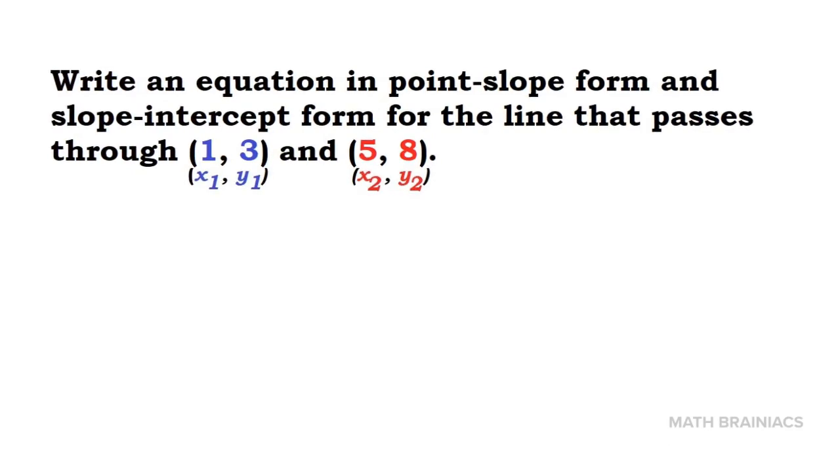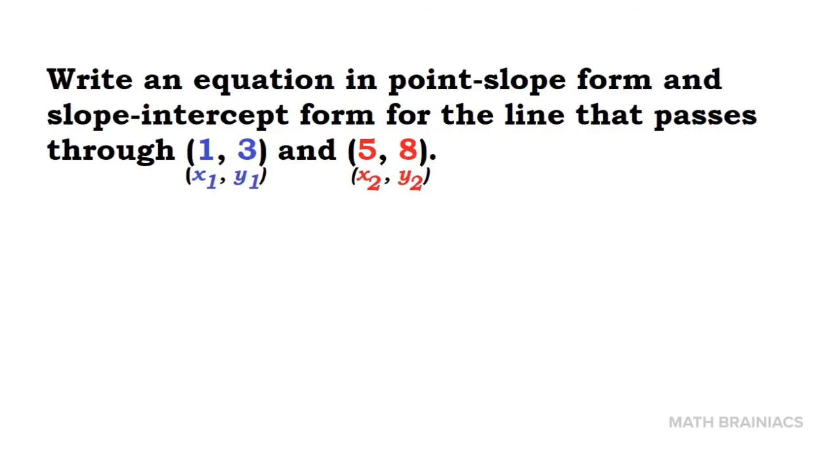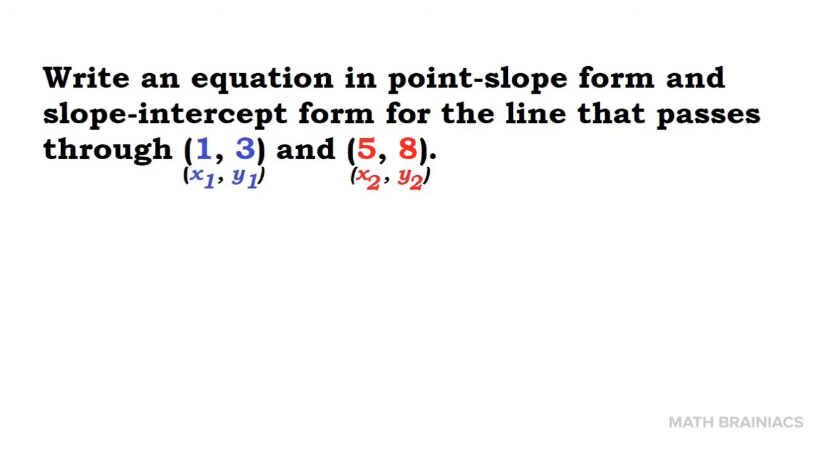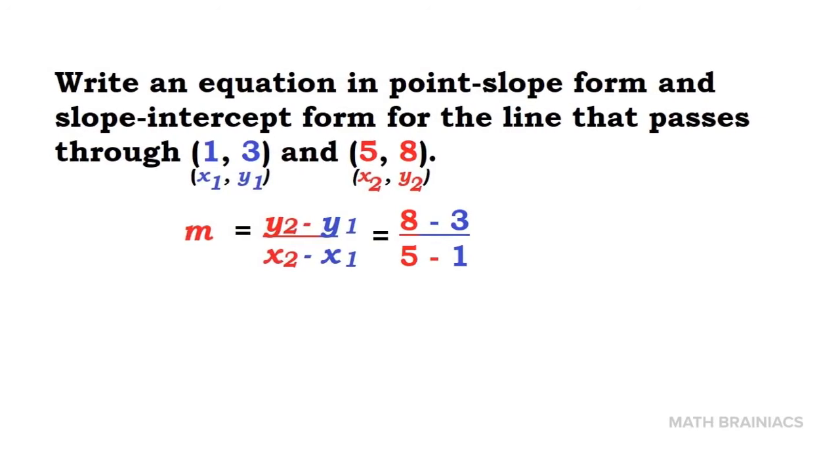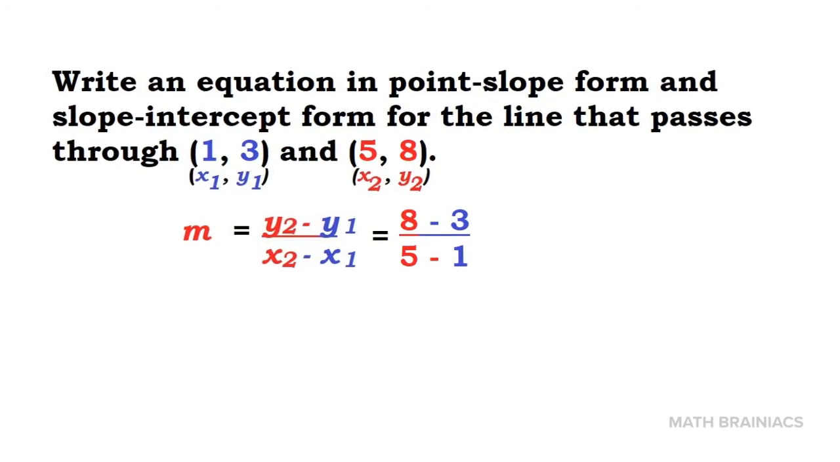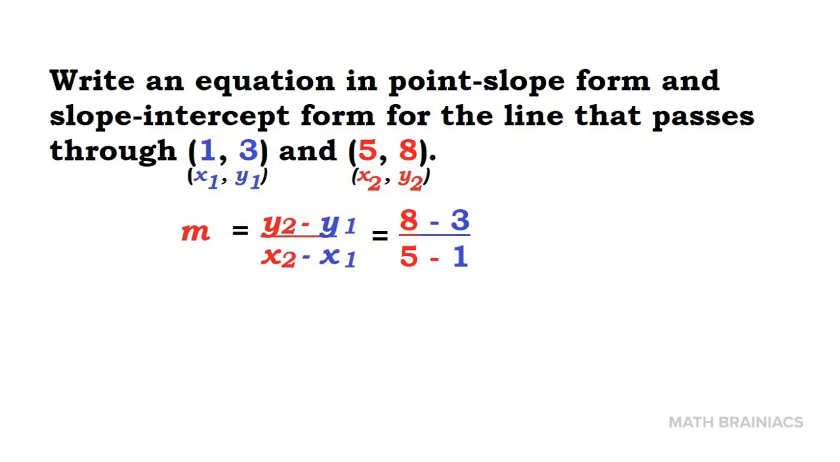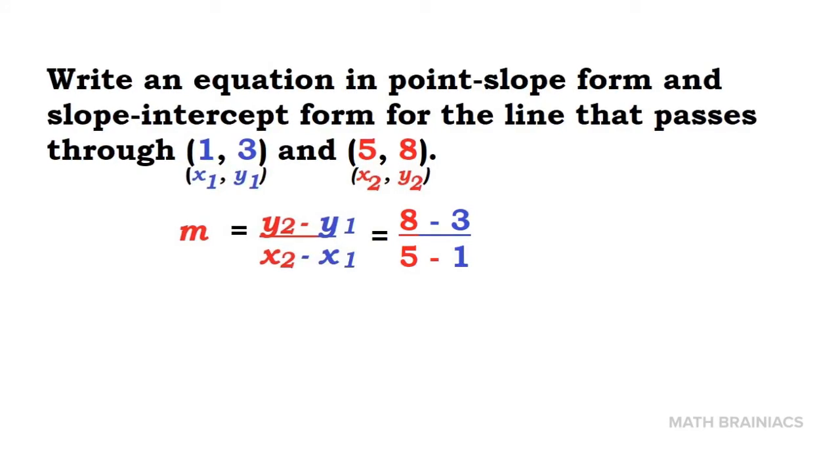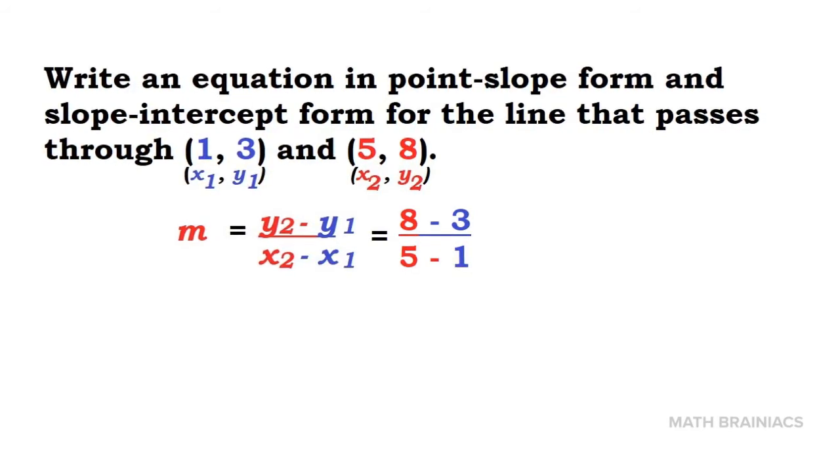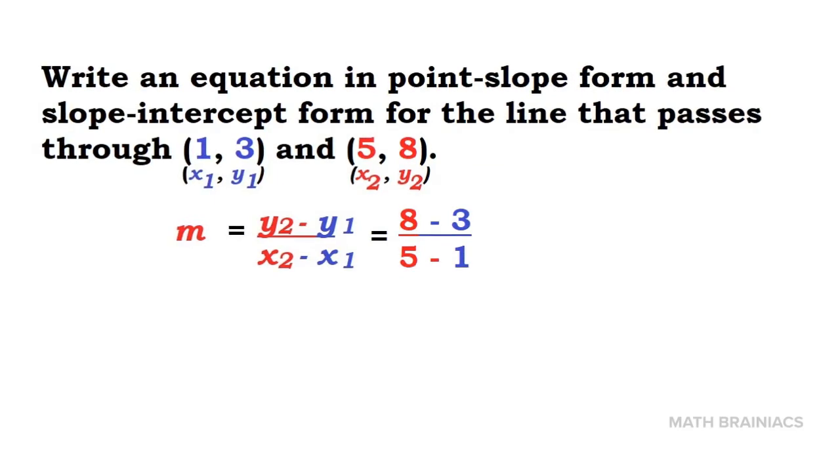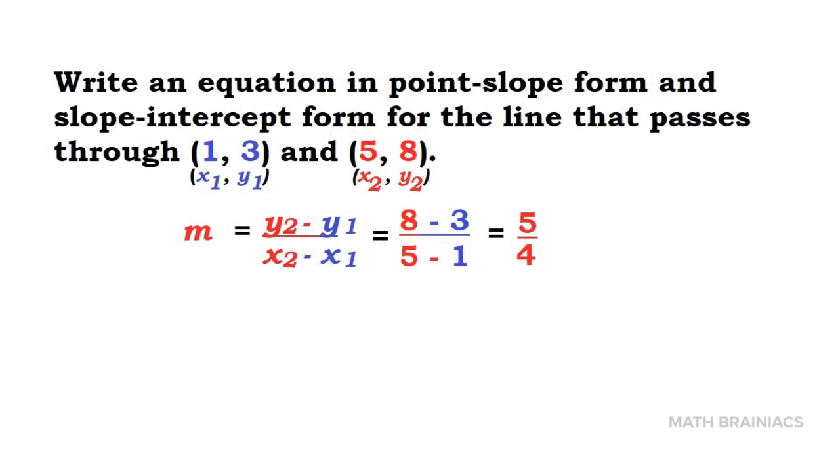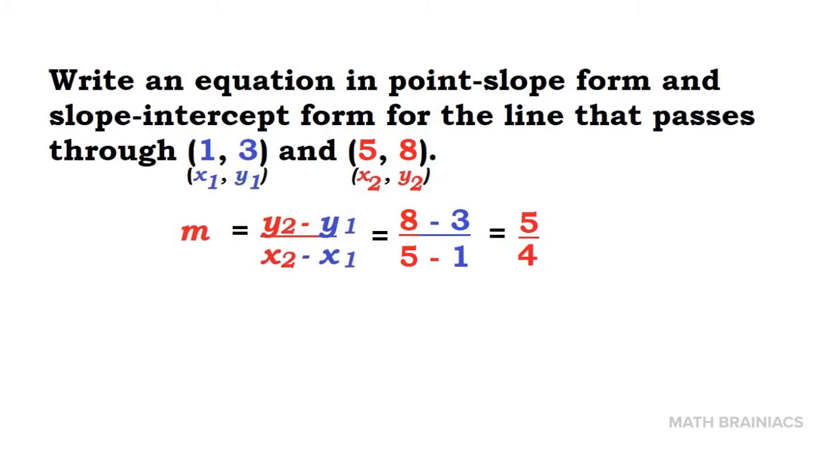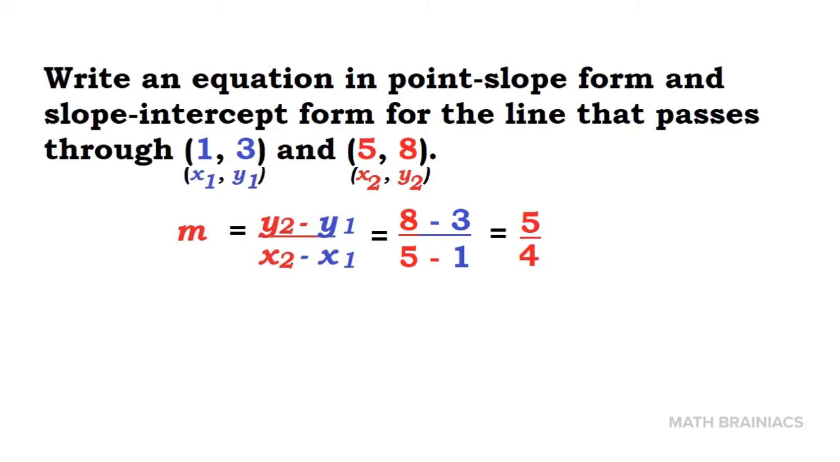Write an equation in point-slope form and slope-intercept form for the line that passes through (1, 3) and (5, 8). If we are given 2 points, we need to solve for the slope right away. Accordingly, m is equal to y2 minus y1 all over x2 minus x1. Substituting the given points in the equation, it will give us 8 minus 3 all over 5 minus 1, which will be simplified into 5 over 4. Therefore, the slope is 5 over 4.